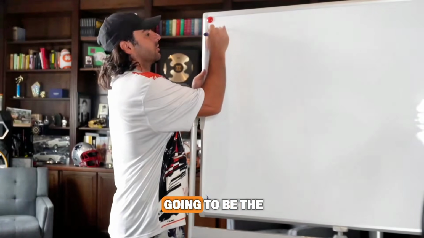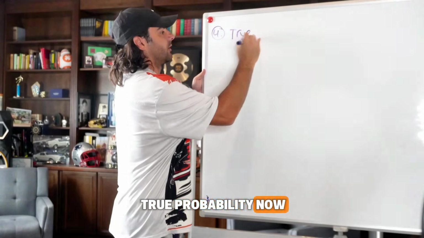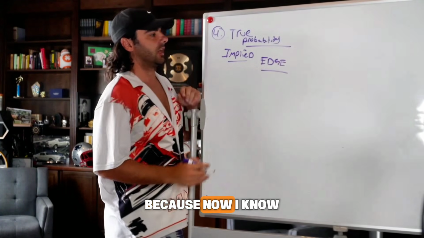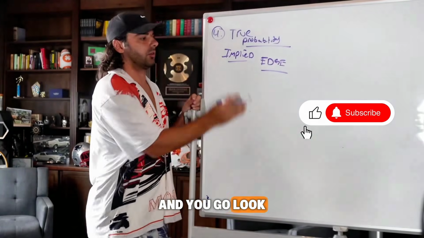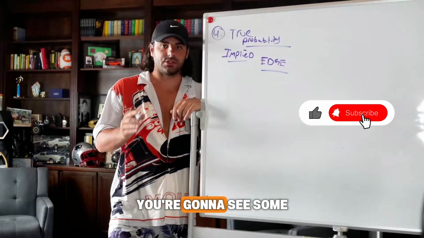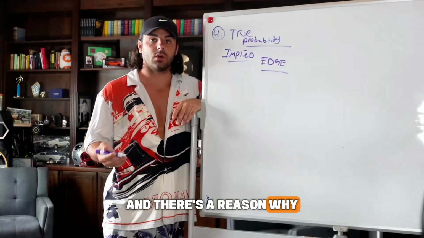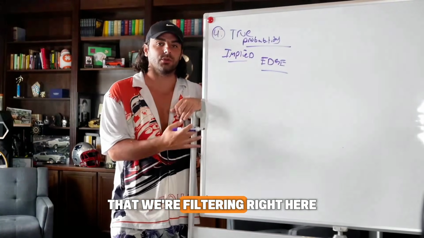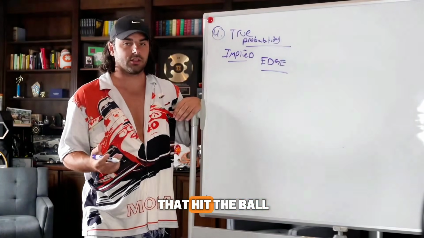All right, step 4 is going to be the true probability compared to the implied, and where we're going to find our edge. Because now I know what you're thinking. If you just go randomly and look up the team total over 1.5, you're going to see some crazy odds. And there's a reason why. Most of the teams in this sector that we're filtering right here are teams that hit the ball pretty good.